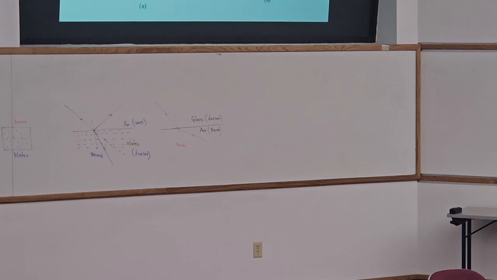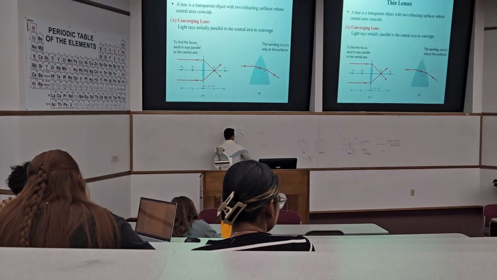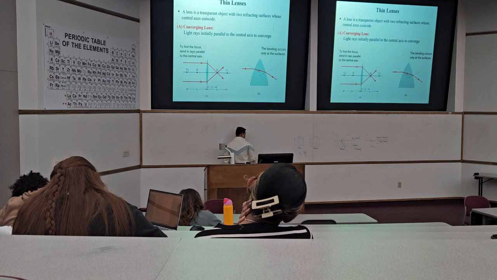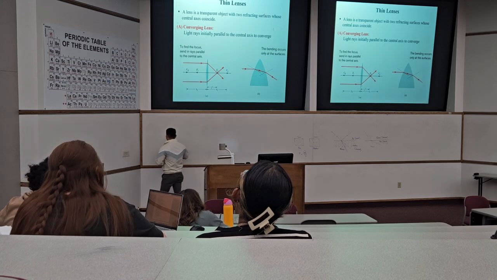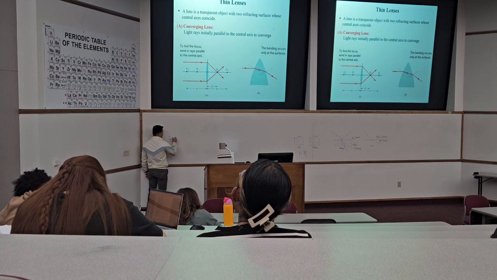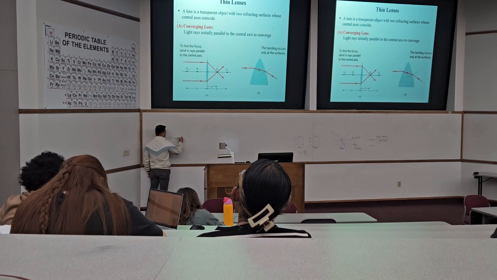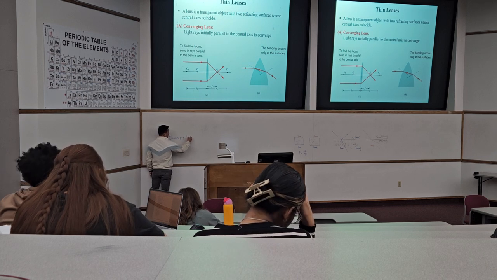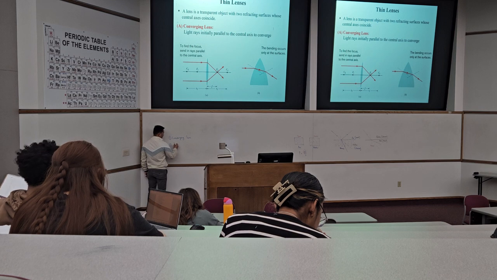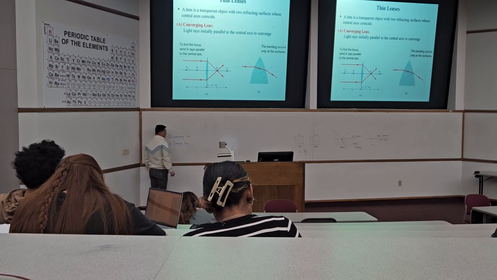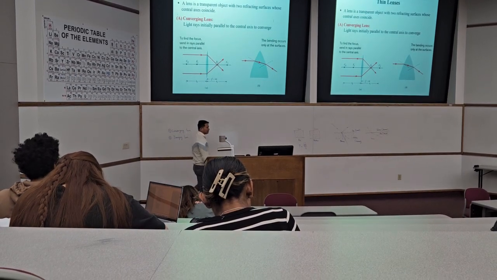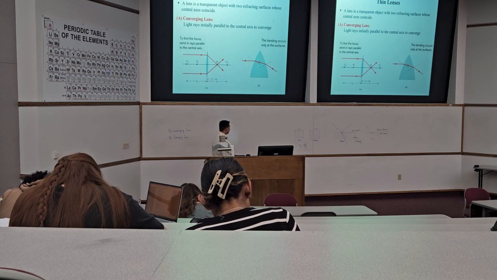So we talk about two kinds of lens over here. Let me go one by one. One is called converging lens. Another one is diverging lens. There are two kinds of lens, and I'm going to go one by one. So let's talk about converging lens and diverging lens. Here we talk about a thin lens, we are not talking about the thickness of the lens, we are talking about a very thin lens.